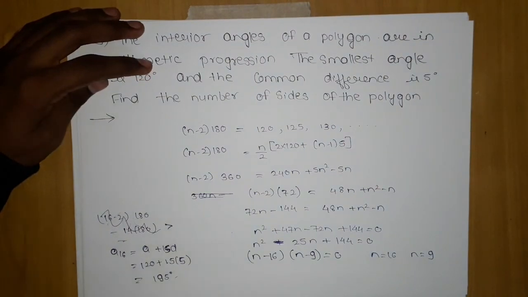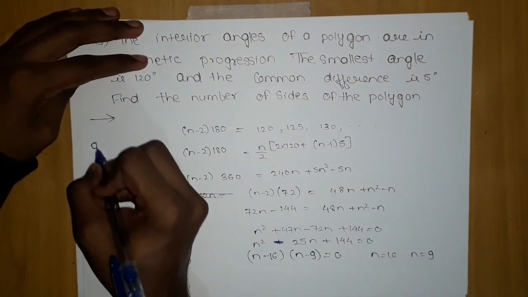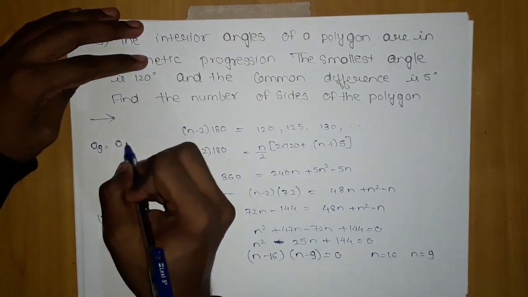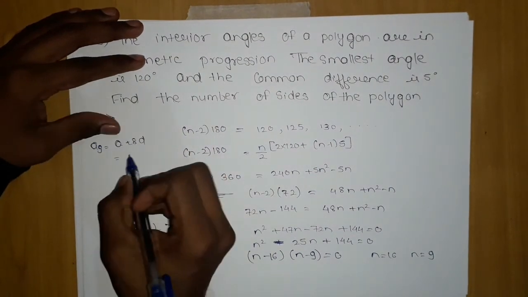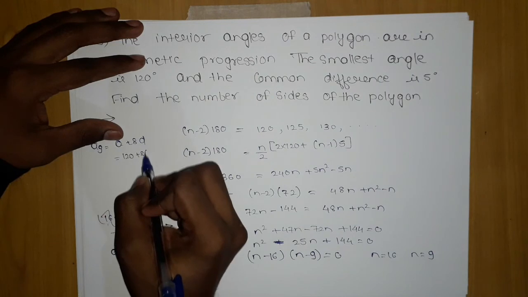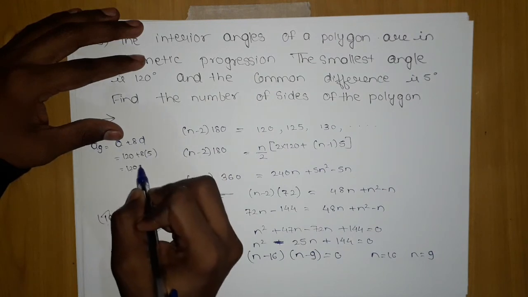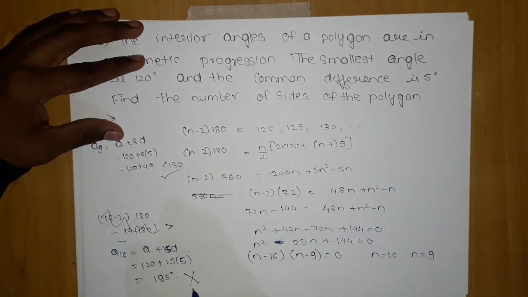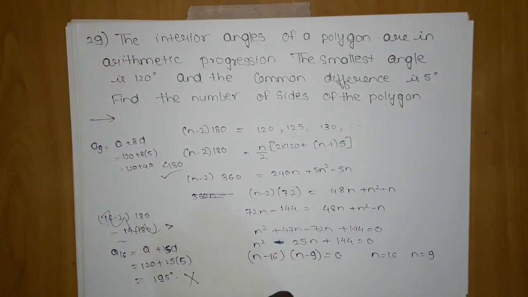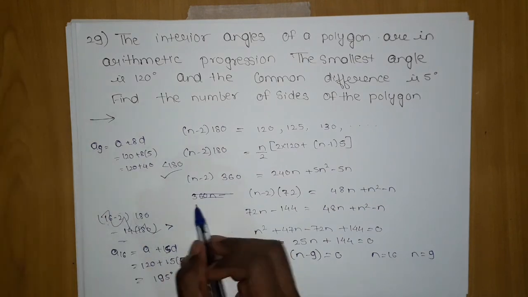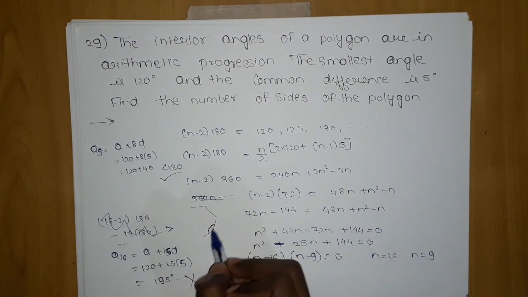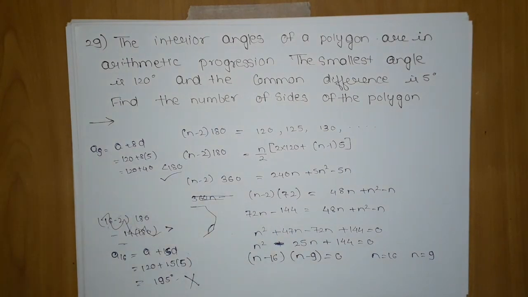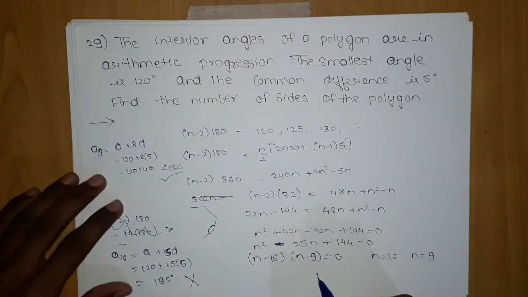For n equal to 9, the ninth angle we can find as a plus 8d, so 120 plus 8 into 5, which is 120 plus 40, and it is less than 180. So this is possible, while the other is not possible, because interior angles of a polygon cannot be greater than 180. So we have proved this also. So what we have concluded: n equals 9 is the answer.